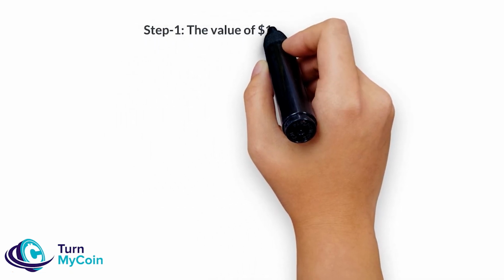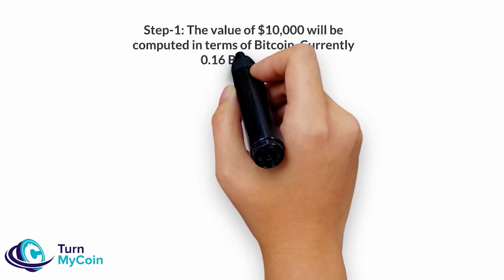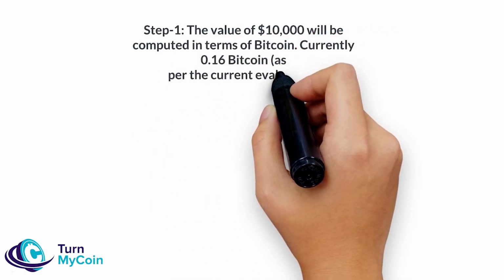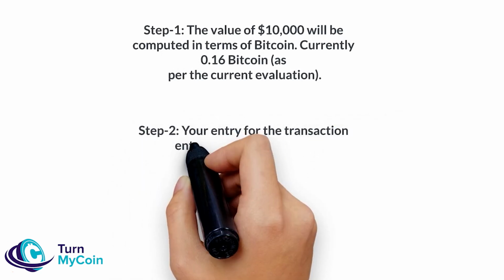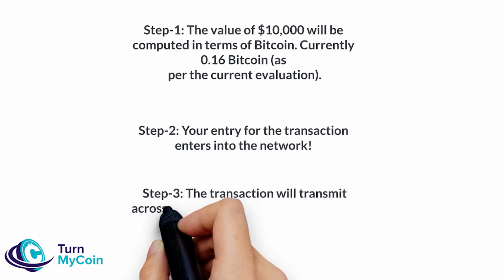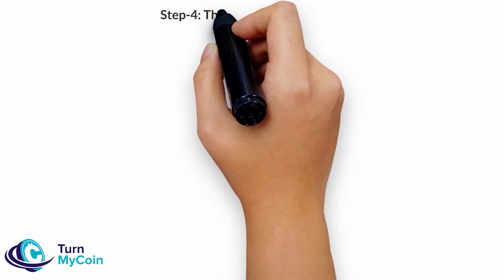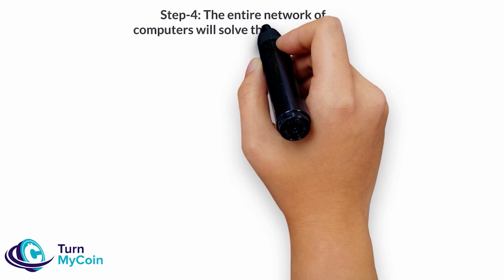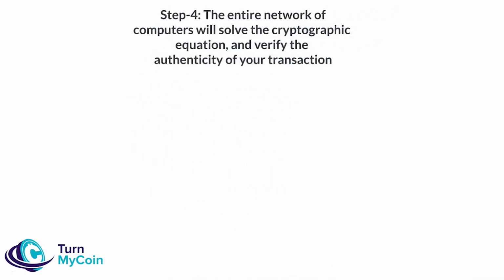Step 1. The value of $10,000 will be computed in terms of Bitcoin. Currently 0.16 Bitcoin, as per the current evaluation. Step 2. Your entry for the transaction enters into the network. Step 3. The transaction will transmit across the peer-to-peer Bitcoin network around the world. Step 4. The entire network of computers will solve the cryptographic equation and verify the authenticity of your transaction.